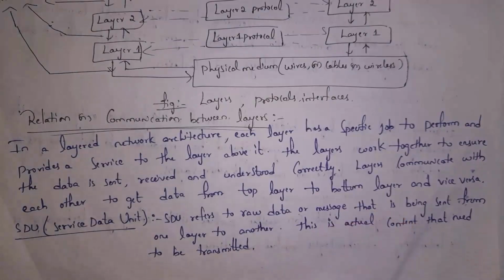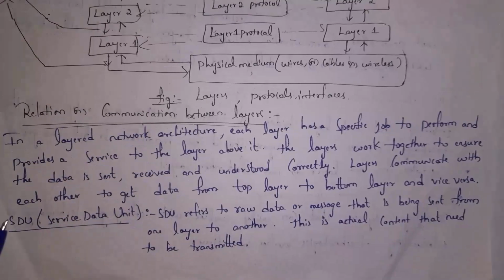As each layer will perform certain tasks, that is why the receiver will get the correct message. Layered network architecture contains SDU, that is Service Data Unit. SDU is nothing but, for example, I want to send hello to my friend. That hello message is known as SDU. The actual data, that is raw data or message, that is being sent from one layer to another layer, we call as Service Data Unit. That is nothing but the actual message that is being transmitted.